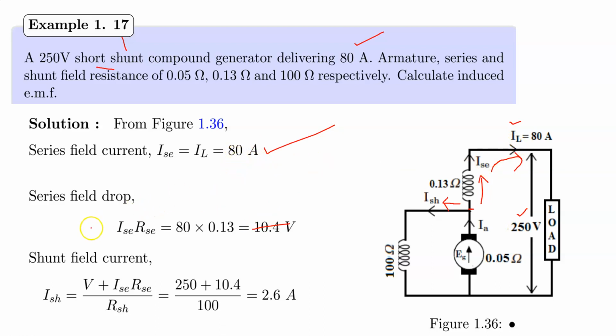Now series field drop is equal to the voltage drop across the series field winding. This is equal to the current through the series field winding, 80, into the resistance of the series field winding, 0.13. So we will get the value of 10.4. Now the equation to find the shunt field current in a short shunt generator is V plus ISC RSC by RSH. We have already discussed this equation. So it is 250 plus 10.4, where 250 is the terminal voltage and 10.4 is the voltage drop across the series field winding, divided by 100, the resistance. So we will get the shunt field current as 2.6 ampere.